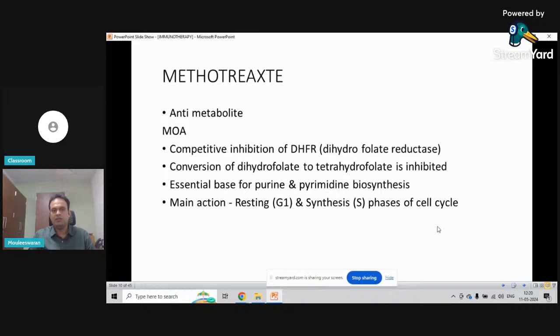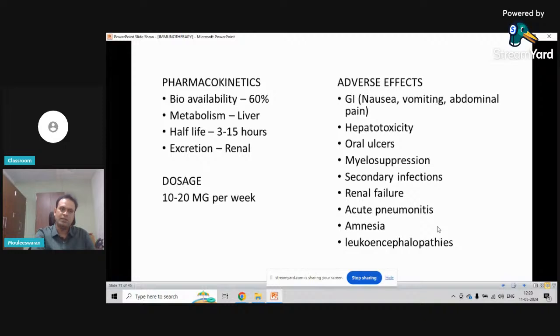The next group of drugs is methotrexate, which is an anti-metabolite which inhibits conversion of dihydrofolate to tetrahydrofolate, thereby inhibiting both purine and pyrimidine synthesis. So this also arrests the cell cycle, thereby preventing proliferation of T and B lymphocytes. The dosage typically used in neurological disorders is 10 to 20 milligrams per week, and major concerning adverse effects being myelosuppression, risk of secondary infections, renal failure, and pneumonitis.